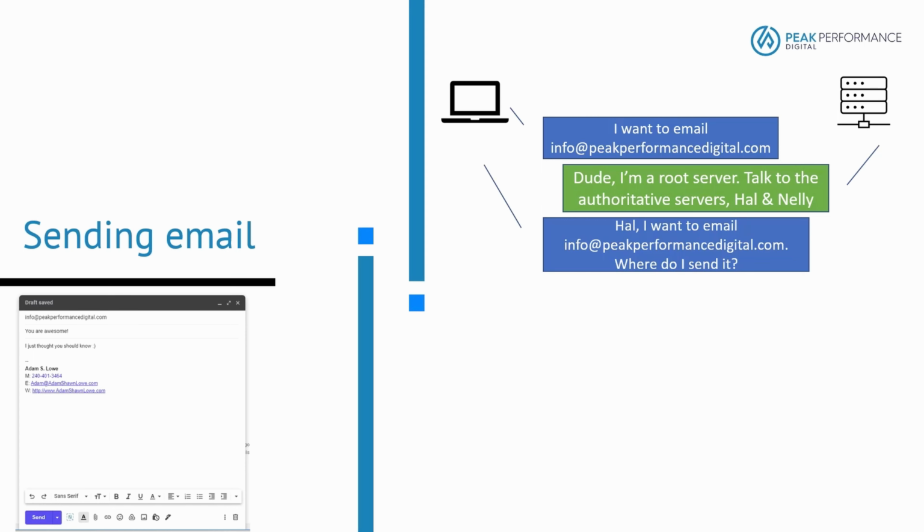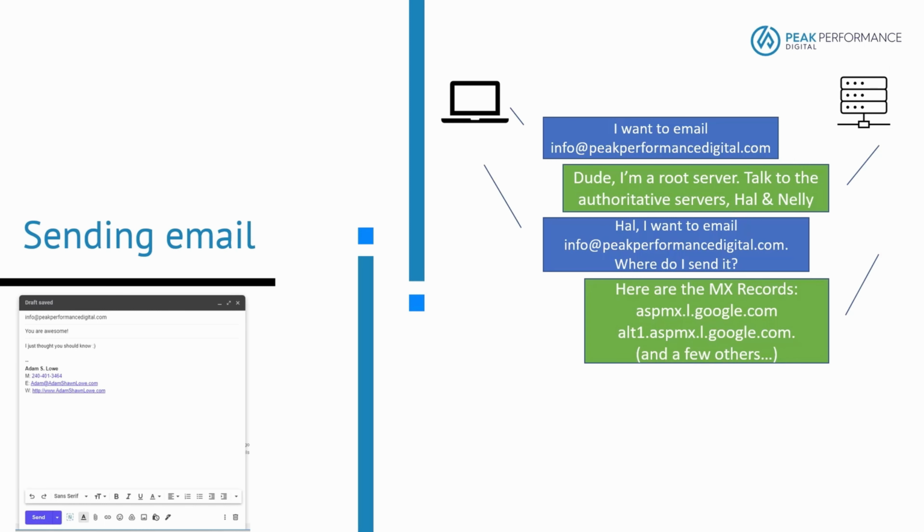When someone sends an email to info@peakperformancedigital.com, the same root servers are queried, and the sending mail server is told to get the records from my authoritative server. The conversation from the sending email server goes a little something like this. Hey Hal, I want to send an email to info@peakperformancedigital.com. Where do I send it? Hal responds, here are the MX or mail exchange records for the domain.